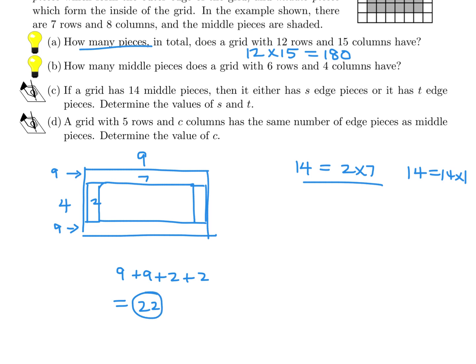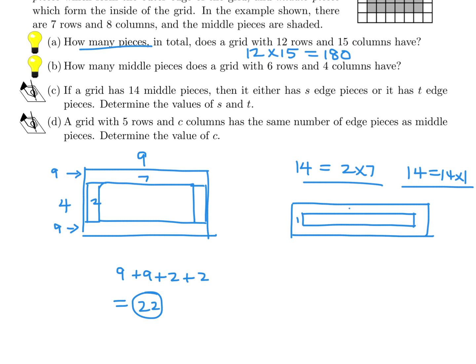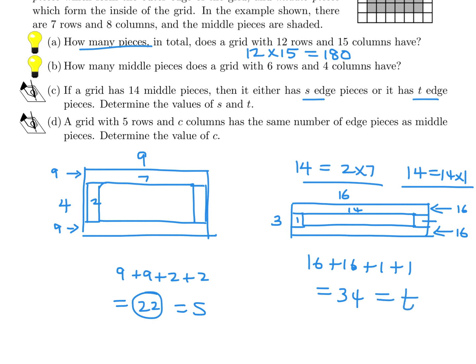All right. So now we turn our attention to the 14 times 1 scenario. That's a little bit narrower. Let's see. It's something like this, I think. And therefore this will be 1 and this will be 14. So that's 16, that's 3. Very similarly, that row would be 16, that row would be 16, and these little guys give 1 each. So it'd be 16 plus 16 plus 1 plus 1, and that would be 34. So I guess S is 22, and 34 you can designate as T.